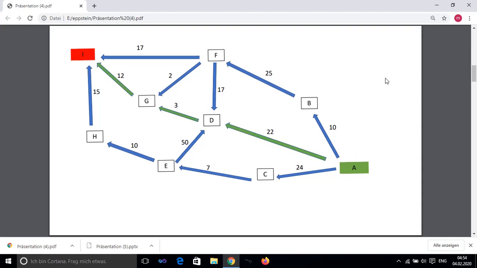As we apply the algorithm, we will get the shortest path from A to I, which is colored here with green and with the cost 37. And as we mentioned before, we will run the algorithm until every node in the graph is visited, because in some cases the algorithm may stop when it finds the shortest path to the destination node we choose.